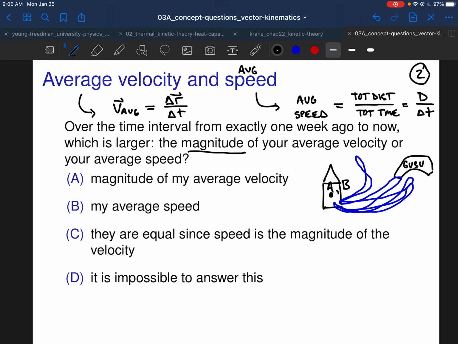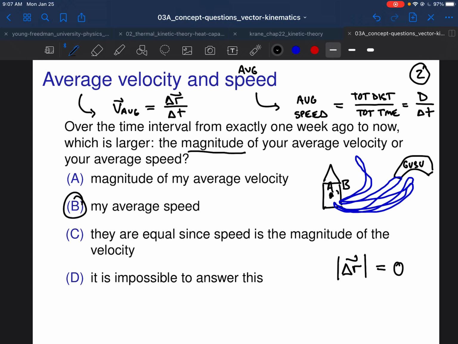So my displacement is almost exactly the zero vector because I did not move. I did not change my position in space from the beginning, 1 week ago, to the end. I'm at exactly the same place. So for me, the magnitude of delta r is equal to 0. The vector is 0. So which one is larger?